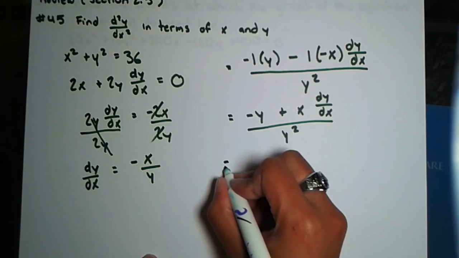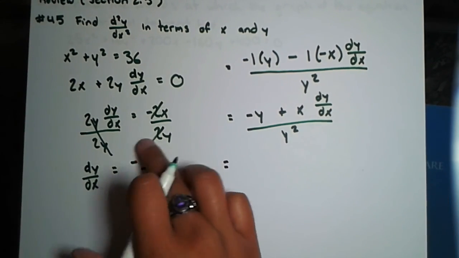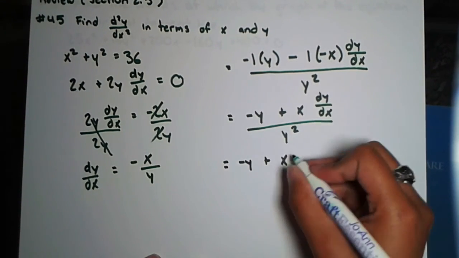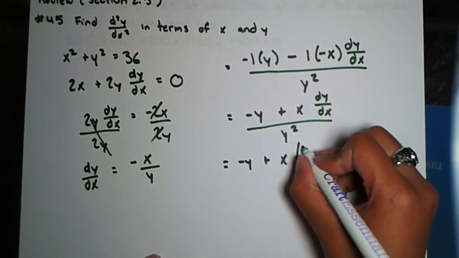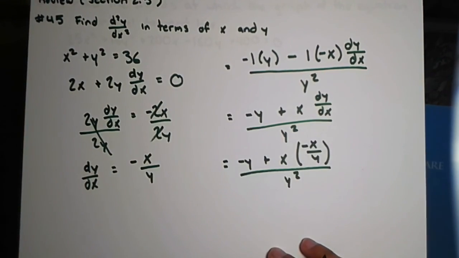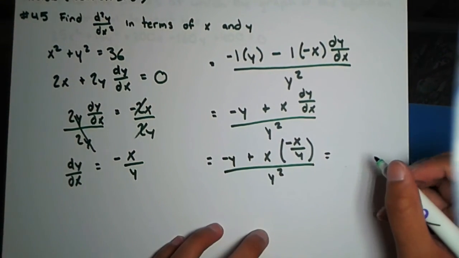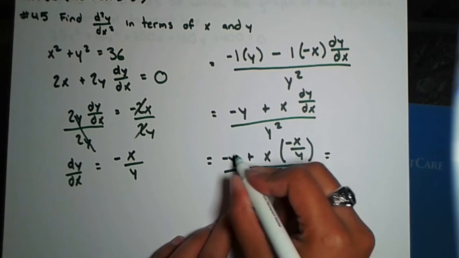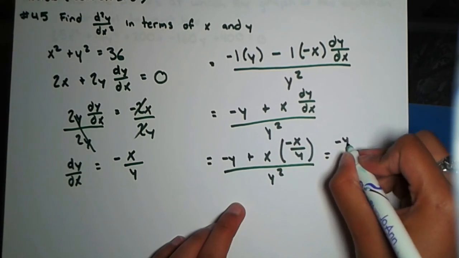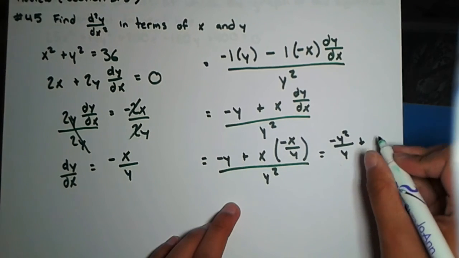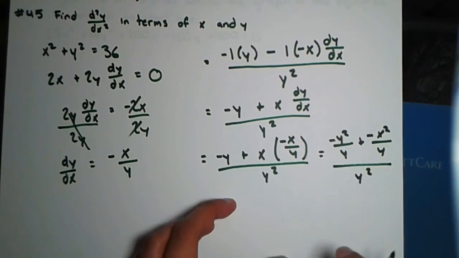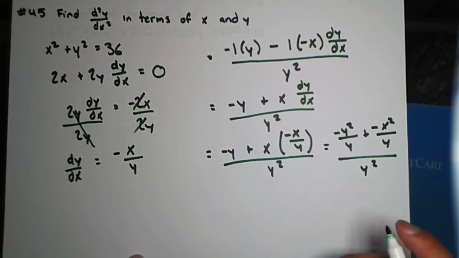So to solve the rest of this problem, we have dy/dx here. All you have to do is plug it in. So -y plus x, and dy/dx is -x over y, all over y squared. Next thing you have to do is simplify it further. You want a common denominator on top, so you multiply this by y over y. So it's -y squared over y plus -x squared over y, all over y squared. And all this is just multiplying by 1 over y squared.